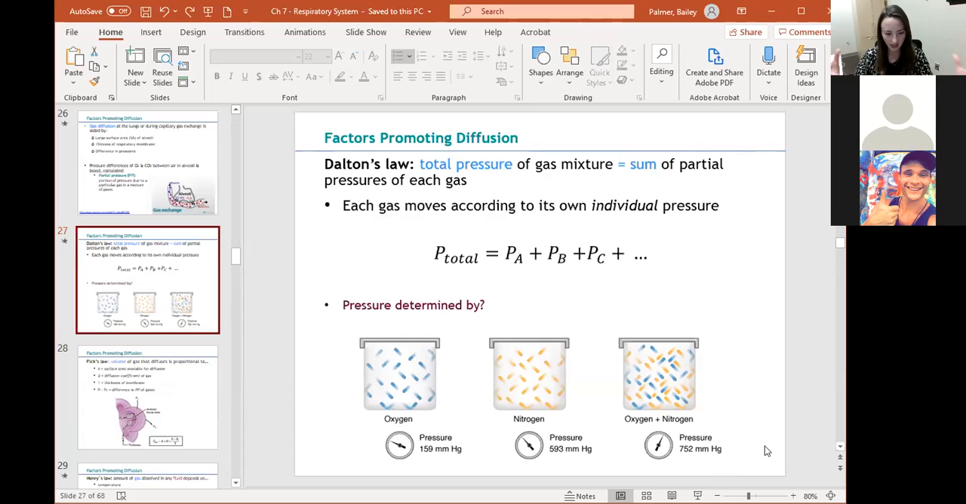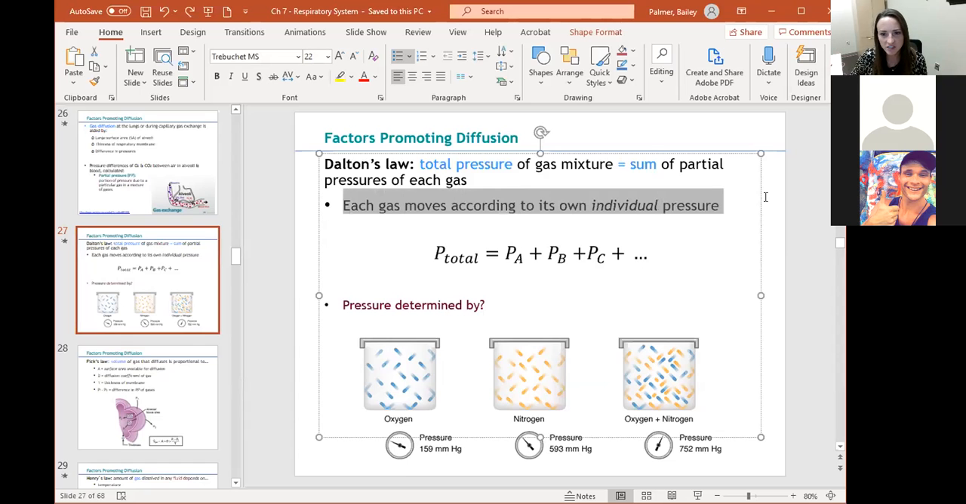This example is really good. It shows that the total pressure of the gas in that mixture right there is 752 millimeters of mercury. That's made up of the pressure of nitrogen and the pressure of oxygen. You combine the 2 together and that gives you the total pressure. That's basically Dalton's law, that each gas in a mixture moves according to its own pressure, and those pressures, when you add them together, are going to be the entire pressure of that mixture. Basically, just understand those statements and you'll be fine.